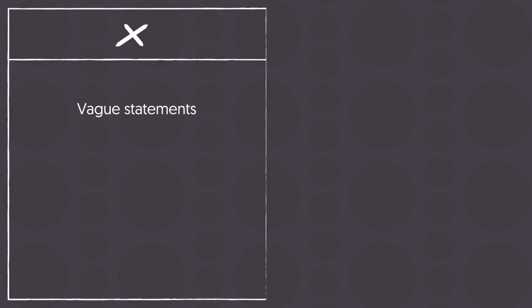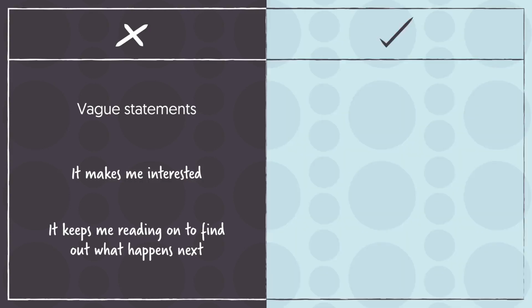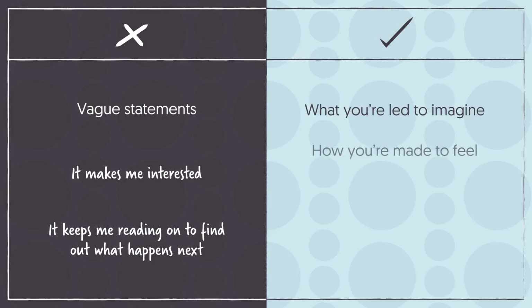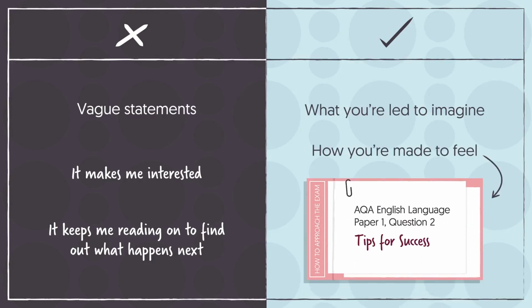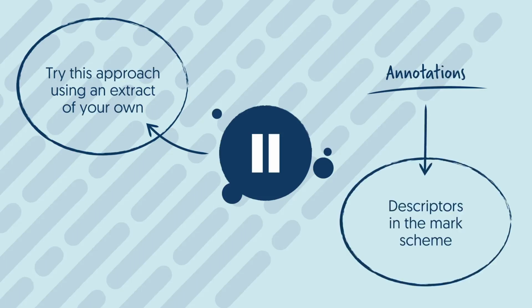Try to avoid vague statements that don't really mean anything like, it makes me interested, or it keeps me reading on to find out what happens next. Instead, make notes on what you're led to imagine or how you're made to feel. If you need some more help with this, you could re-watch the Tips for Success pod for Question 2. You might even like to pause this pod now and try this approach for yourself using an extract of your own. Once you have your annotations in place, you should be able to hit all of the descriptors in the mark scheme.